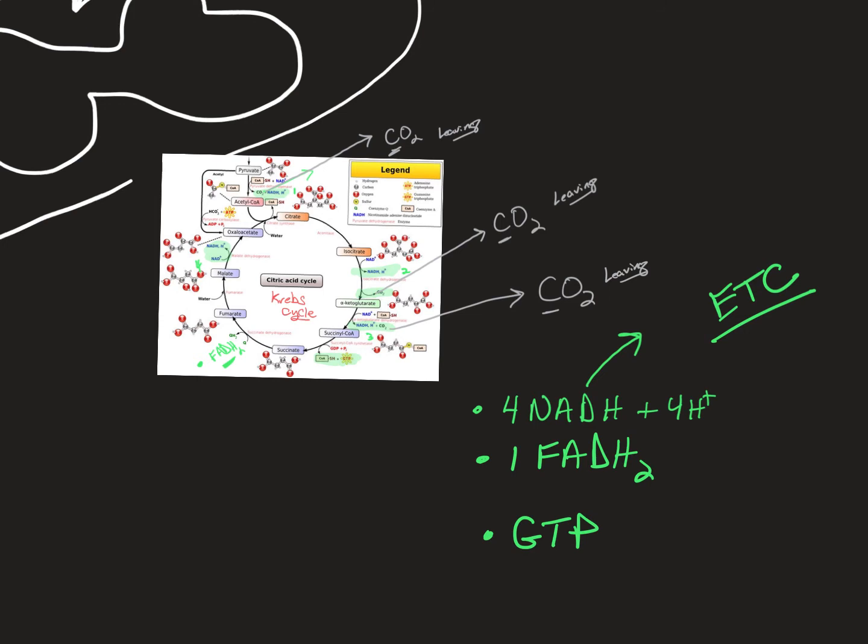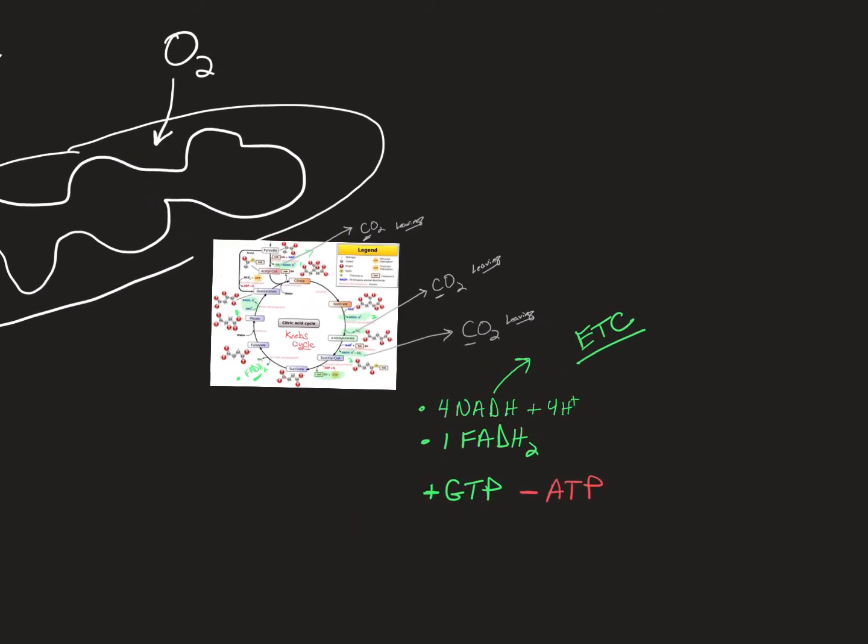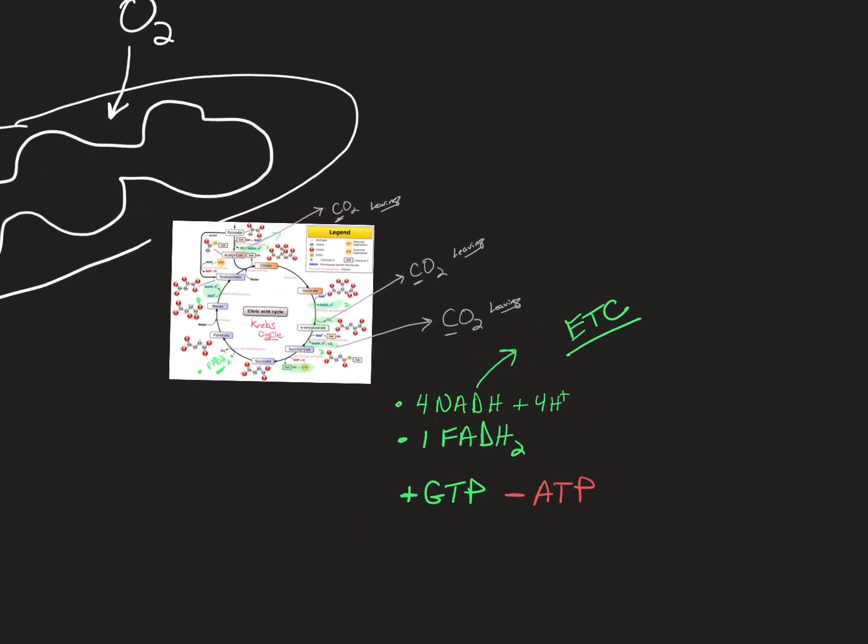But you made 1 GTP, and then you lost 1 ATP. So it kind of evens out. GTP is very similar to ATP, except that instead of adenosine triphosphate, you have guanosine triphosphate. They're just different nucleotides, but they pretty much even out, and you have a net 0 gain there.